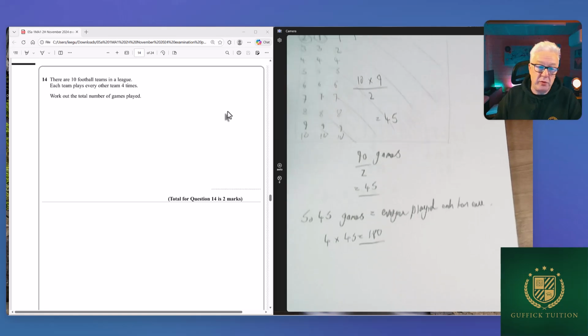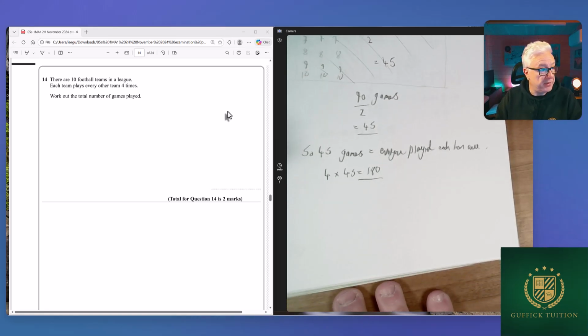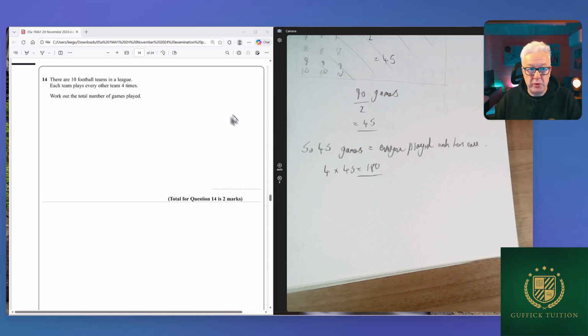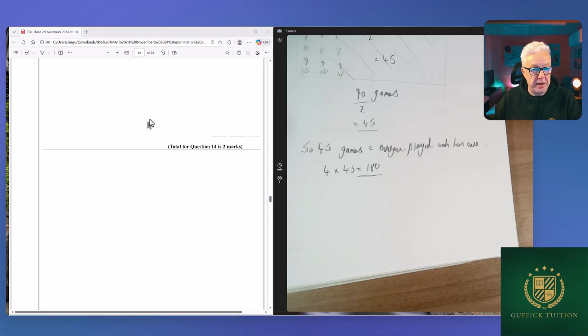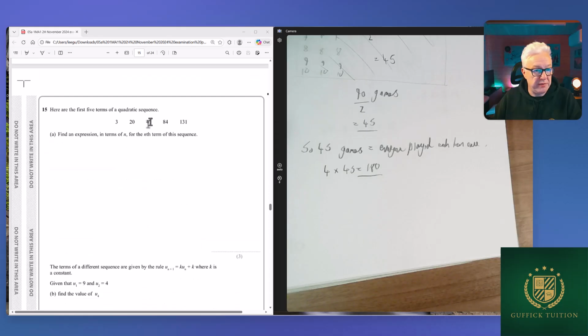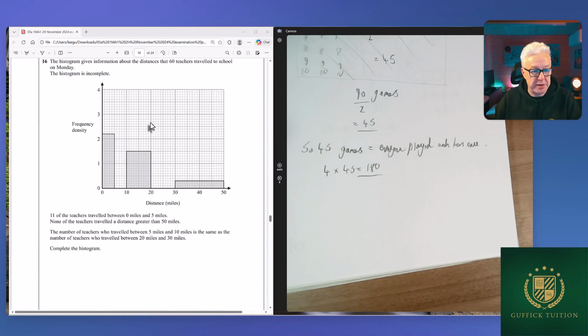And this has got to happen 4 times, so we just have to times it by 4. So the answer to that is 4 times 45, which is 180 games played. All right, now, next question. I've already done question 15. I kind of missed 14 out by accident.